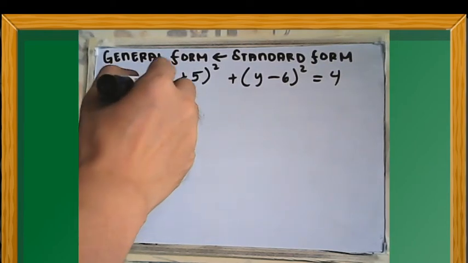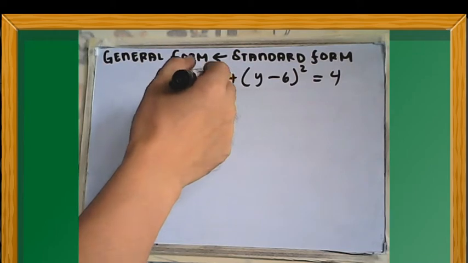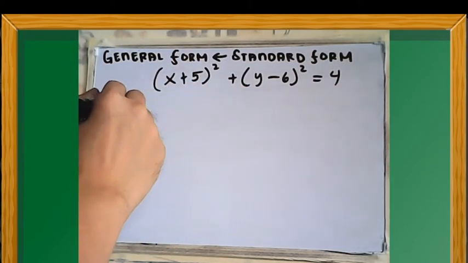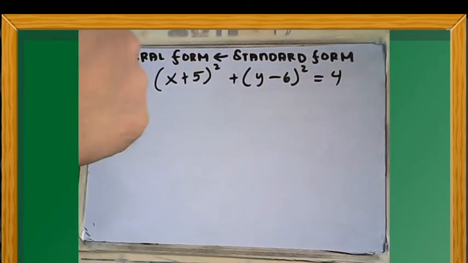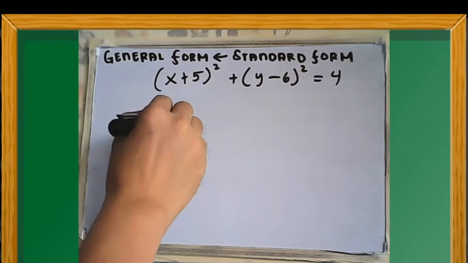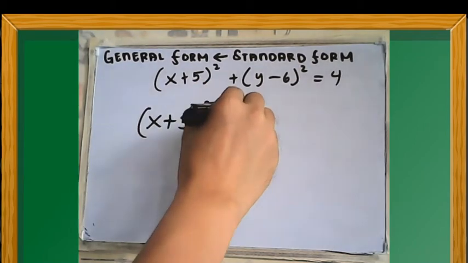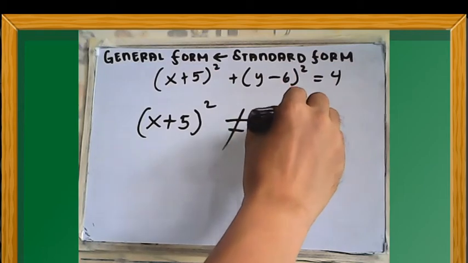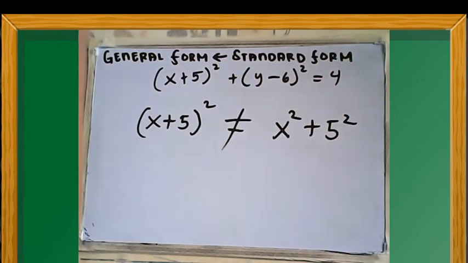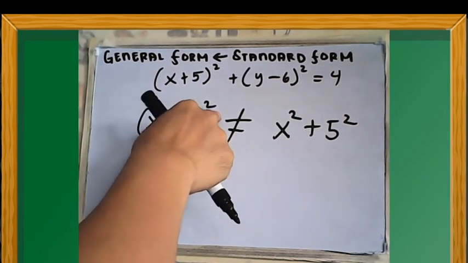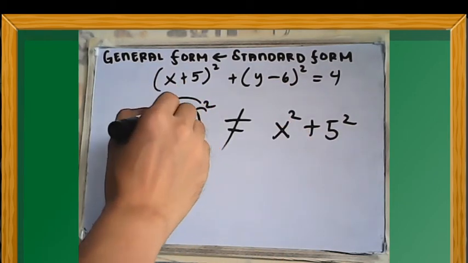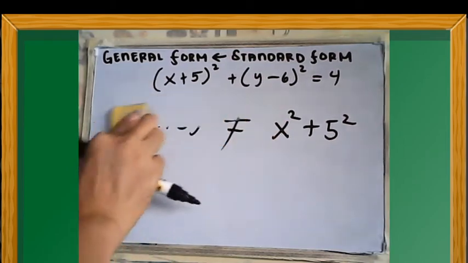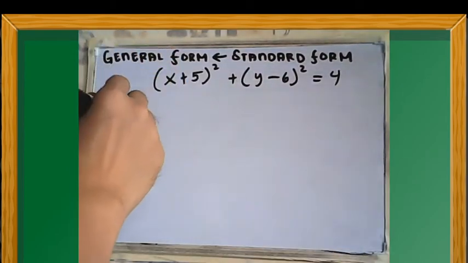Here we will just expand (x plus 5) squared. So we will multiply x plus 5 by x plus 5. Clarification: (x plus 5) squared is not equal to x squared plus 5 squared. Yan ang common mistake ng mga students.